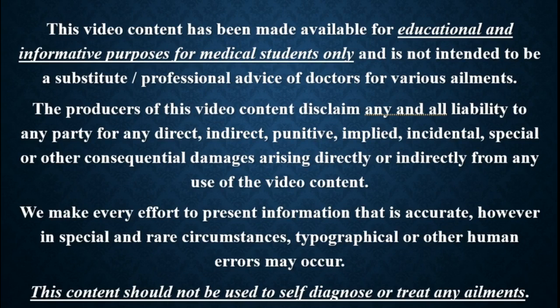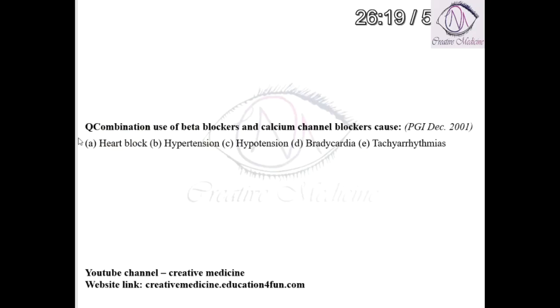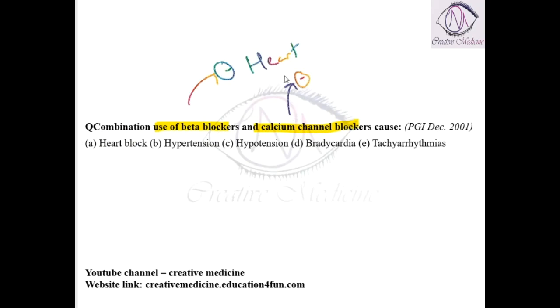In this lecture, we will learn about the combination use of beta blockers and calcium channel blockers causes. So beta blockers will inhibit the heart, okay, whereas calcium blockers also do the same thing. So as a result, they will decrease the heart rate, both of them. So this will progress to heart block.